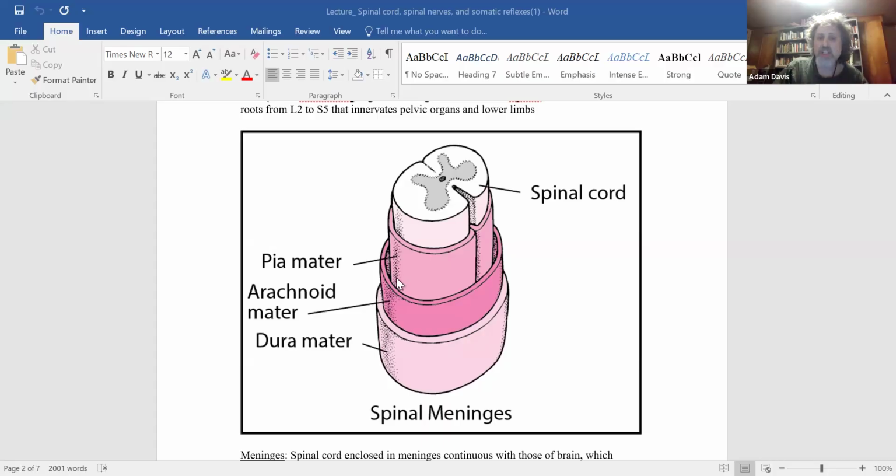You would occasionally see denticulate ligaments extending from the pia mater through that space, passing through the arachnoid mater, and linking with the dura mater, which would be the dural sheath that we were talking about a minute ago. I'm going to scroll up here for a sec as well.